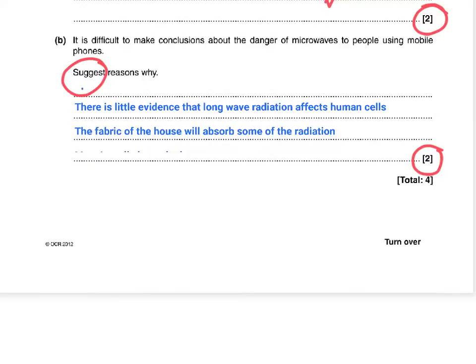One of the reasons for that is because, of course, we haven't been using mobile phones for an incredibly long time, so maybe that evidence will occur in the future, but it's unlikely that long-wave radiation will be absorbed by cells. It's likely to be safe. Secondly, the fabric of the house would absorb some of the radiation. So we have there 2 clear points that explain why conclusions about the danger of microwaves could be difficult to support.